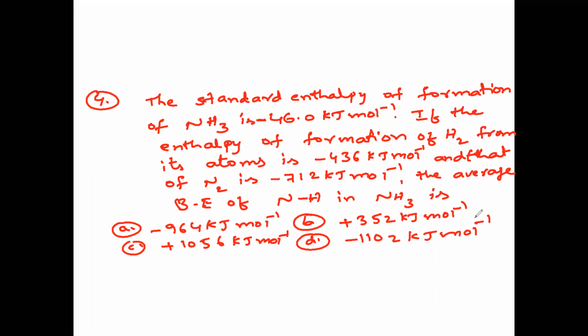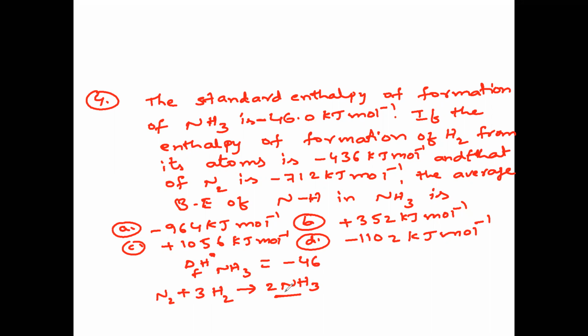First you note down the question, then I'll discuss the key with this. So already we know the enthalpy of formation of ammonia. They have given the enthalpy of formation of ammonia is equal to minus 46 kilojoules per mole. From the reaction we know N2 plus 3H2 gives rise to 2NH3.